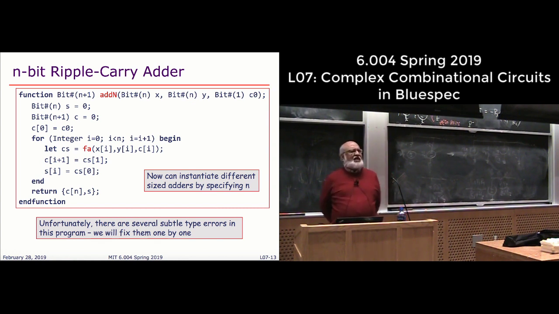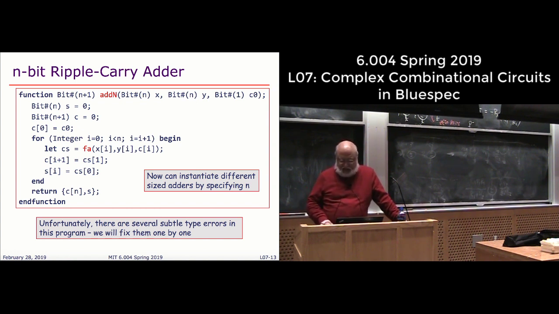Now let me ask a natural question. Could I have written an n-bit adder? Such things are referred to as parametrized circuits. This looks very simple, right? All I did was take the same thing and replace 32 with n everywhere. You should be able to understand this code. This is almost the same code as what I wrote down for the 32-bit adder.